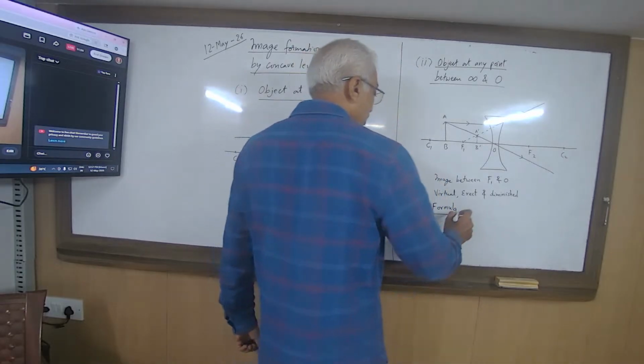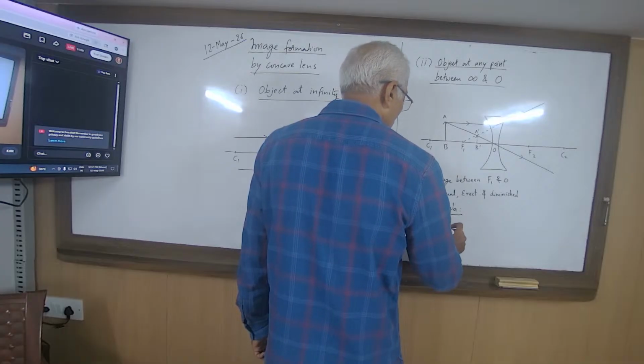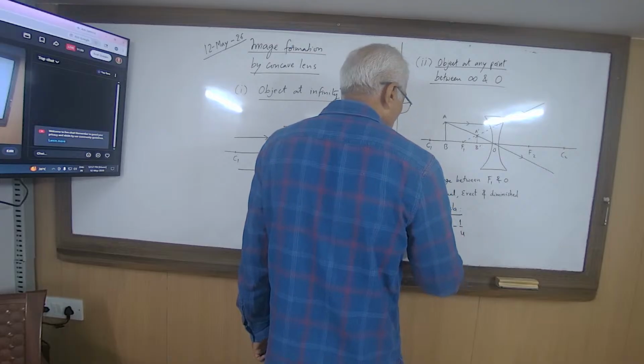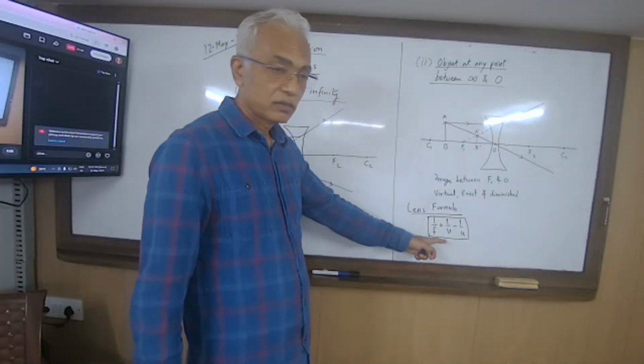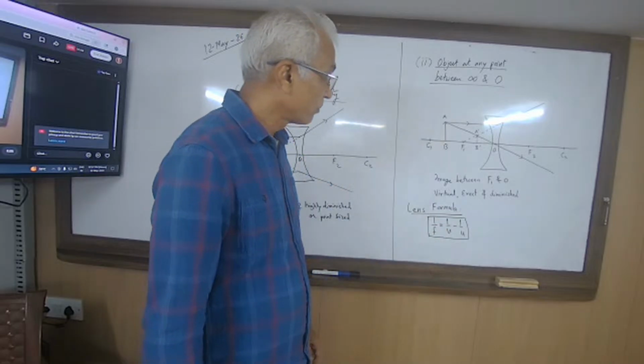So the lens formula gives the relation between focal length, object distance and image distance. It is 1 by f equal to 1 by v minus 1 by u. In case of mirror it was plus, so the sign changes here. Derivation is not in the scope. You must remember the formula.